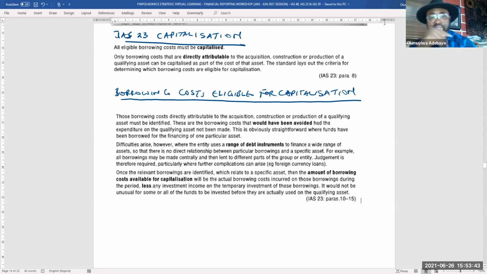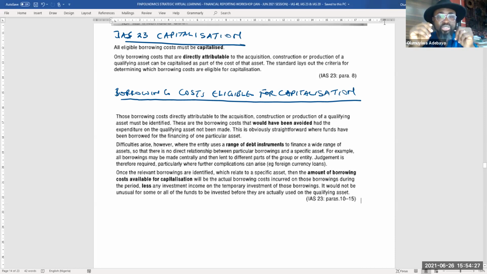In that scenario, what the standard says is that since the specific borrowing was not made and there is no basis to reasonably identify which source of funding is for that particular qualifying asset, you resort to using the capitalization rate. What is capitalization rate? It is the use of the weighted average borrowing rate of the company. And you use that rate to determine your borrowing cost. And we're going to see that as we move on. But there's a clause to that.